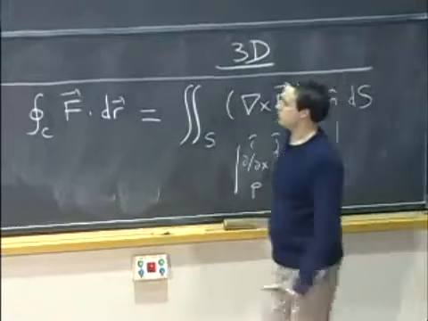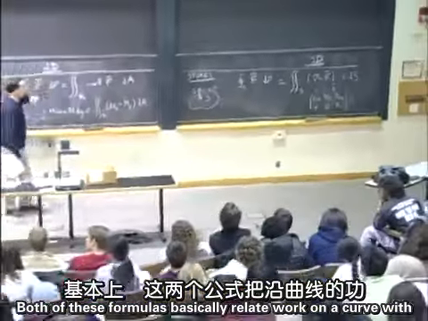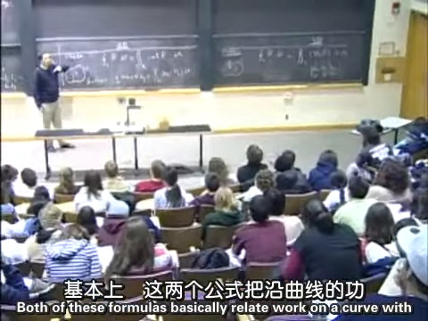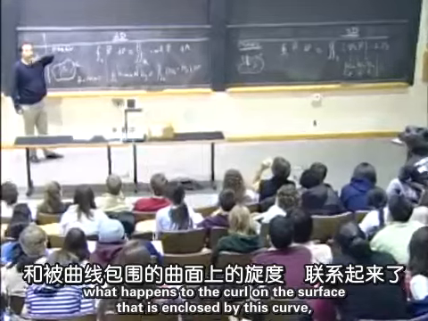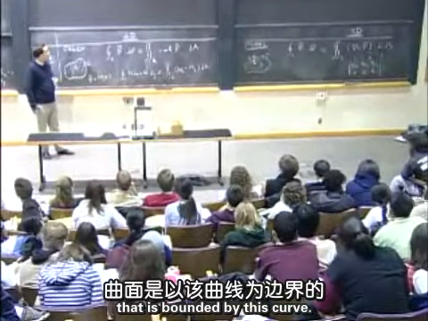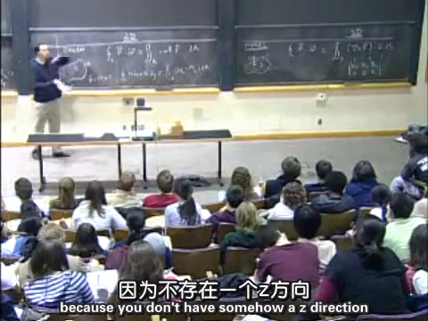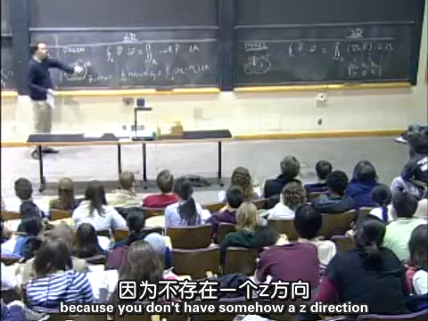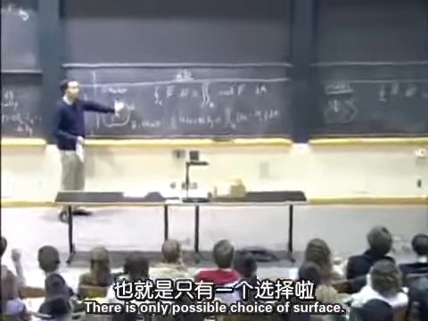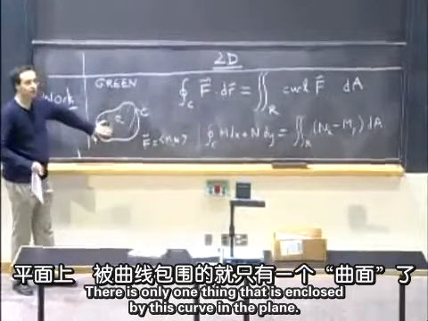Okay. So both of these formulas basically relate work on a curve with what happens to the curl on the surface that's enclosed by this curve, that's bounded by this curve. And in this one, you have less freedom of choice because you don't have a z direction in which you could move your surface. So there's only one possible choice of surface. There's only one thing that's enclosed by this curve in the plane.